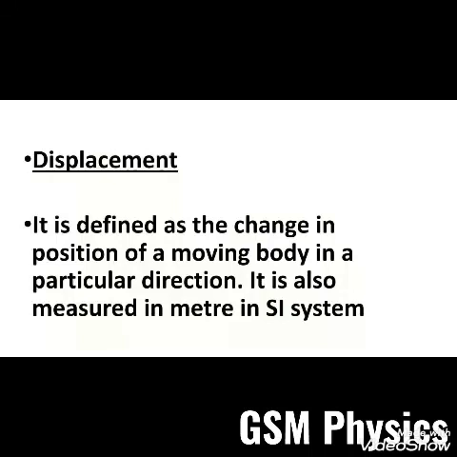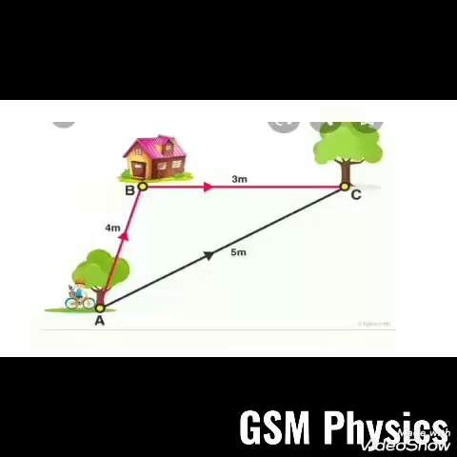Displacement. It is defined as the change in the position of a moving body in a particular direction. It is a vector quantity having both magnitude and direction. It is also measured in meters in the SI system. Look at this picture. This is an example of displacement.